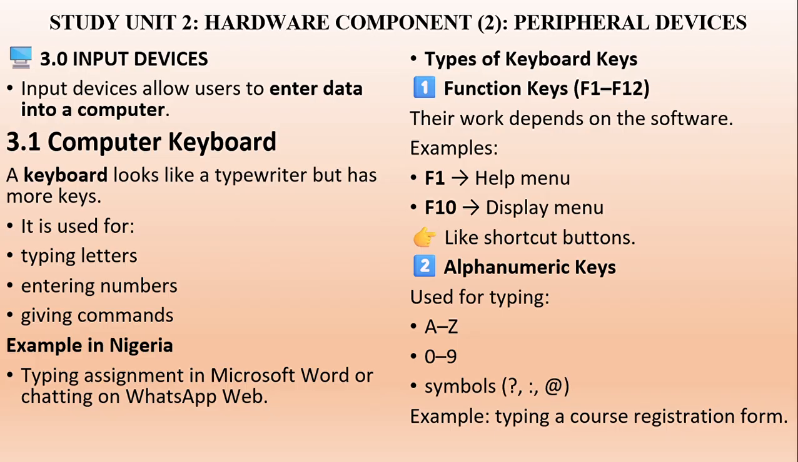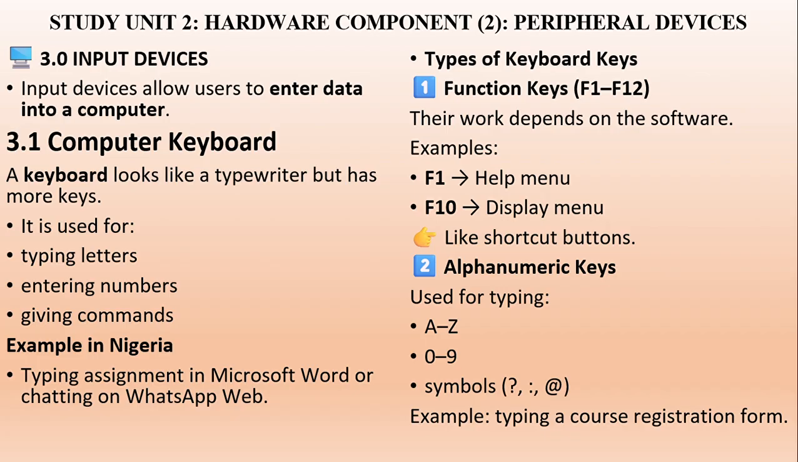A keyboard looks like a typewriter but has more keys. At the same time, I hope every one of us has seen a typewriter before. It used to be for typing, not like these days. It doesn't have a screen, just you typing, and it will be showing you your result. So that is a typewriter. A keyboard has more keys than a typewriter. A keyboard has function keys, control keys, and other keys. So a keyboard is used for typing letters.